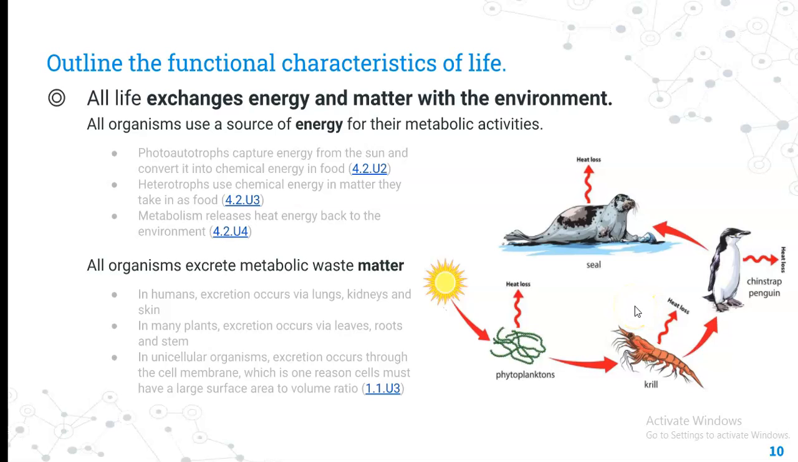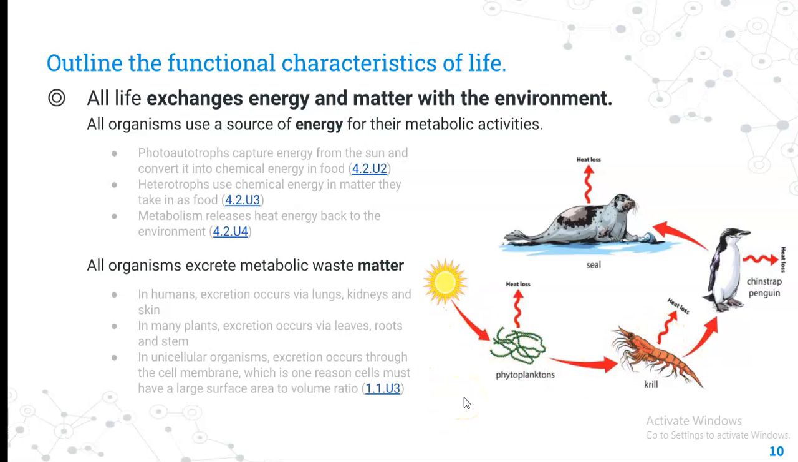Heterotrophs, like this seal or this penguin, they get energy from the sun as well, but it's indirectly, right? Because the base of the food web is where all the autotrophs are going to be turning sunlight into sugars, into food, which then gets passed up the food chain. So the seal is getting energy from the penguin, which got energy from the krill, which got energy from the phytoplankton, which got energy from the sun.